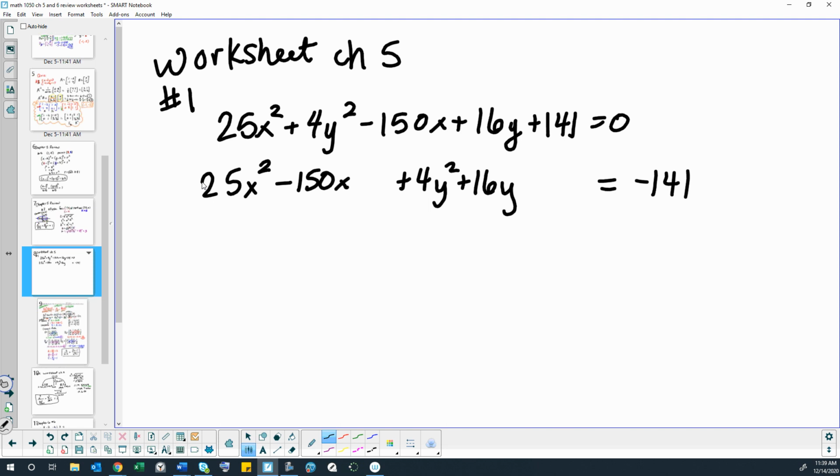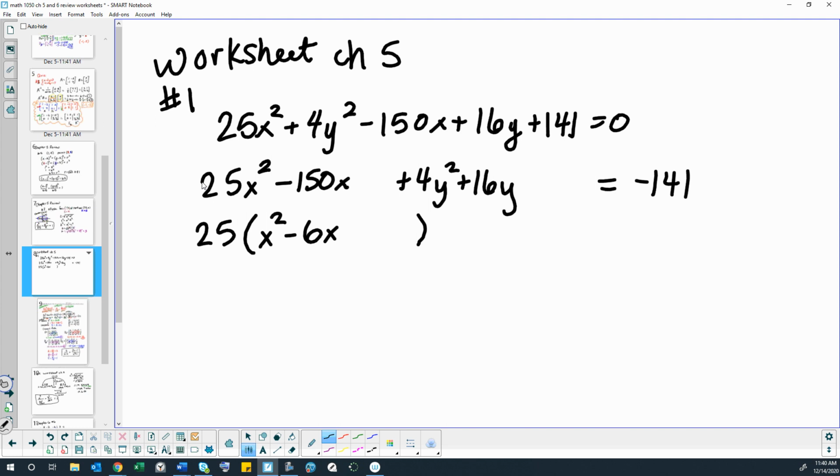So in this case, we need to factor out 25 out of everything that has x in it. So the reason I chose 25 is because I need the number next to x squared to be 1. So I take that entire coefficient out. So then what is 150 divided by 25? Yeah, so it's going to be a minus, because it's minus 150. So minus 6x. This is where I'm going to leave some space.